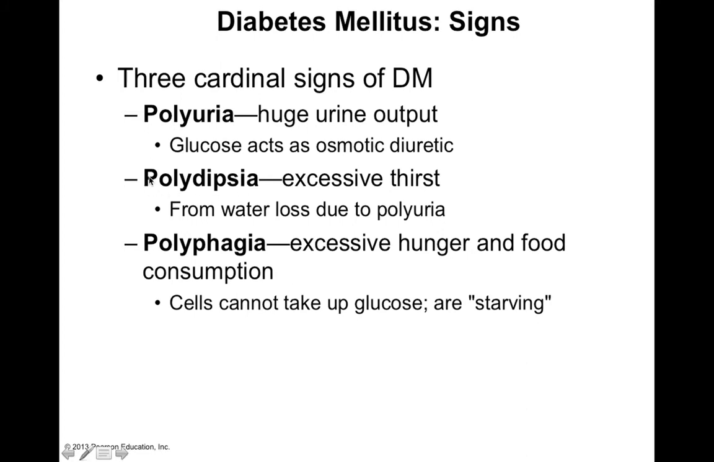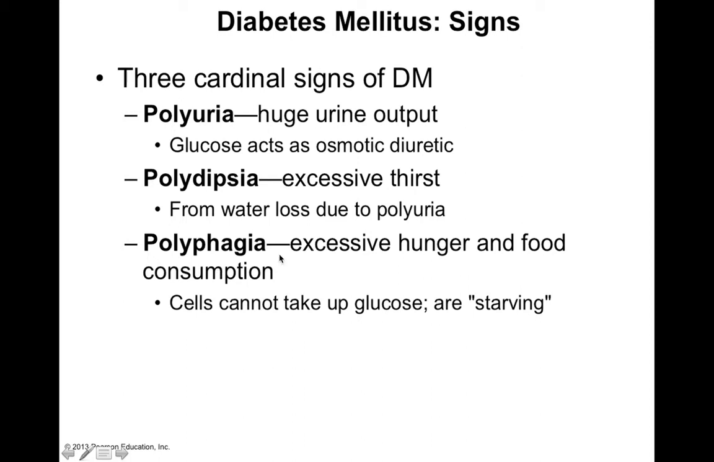Now, polydipsia relates to polyuria, and this is the excessive thirst that comes from increased water loss. So if you're urinating a lot, that means you'll be losing a lot of water, which means you're going to also be thirsty. So polydipsia is excessive thirst in response to diabetes mellitus. And so you're also going to drink a lot of water, or drink a lot.